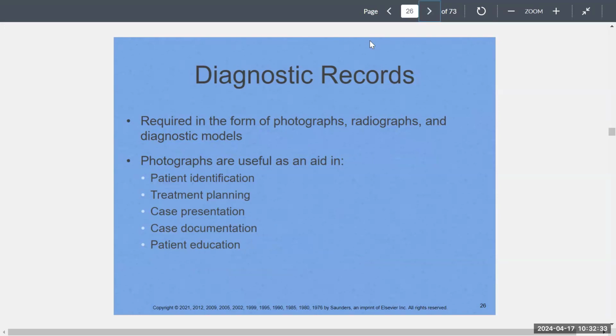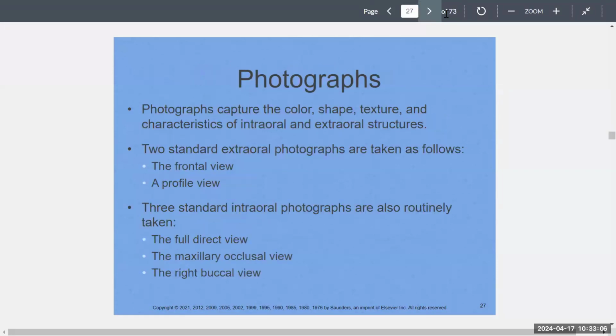With diagnostic records, you want to look at photographs. They consider photographs diagnostic records, radiographs. Remember the models you did, the diagnostic models. Photographs are useful as an aid in identifying the patient, treatment planning, let's say for a case presentation, or for documentation, or even simply to show the patient, this is how you look, this is how you present. And it's great for before and afters. Let's say you're done with the orthodontic treatment. You want to show the patient, this is how you looked before and this is how you look after. So there are many benefits to records.